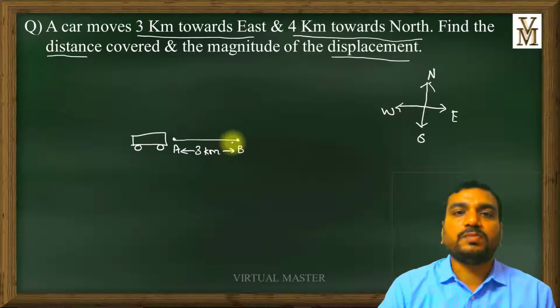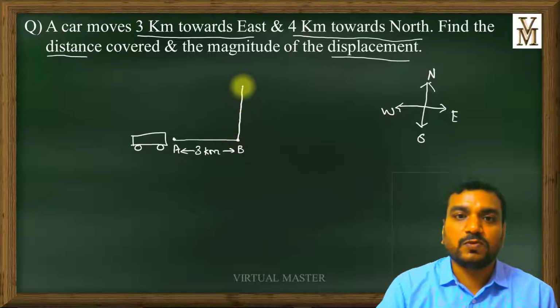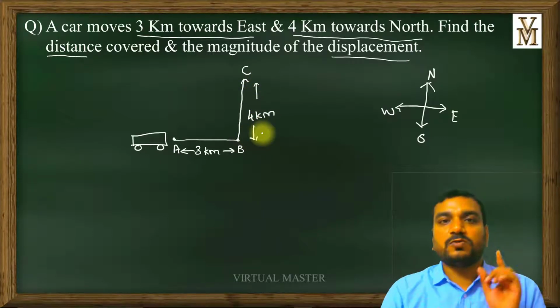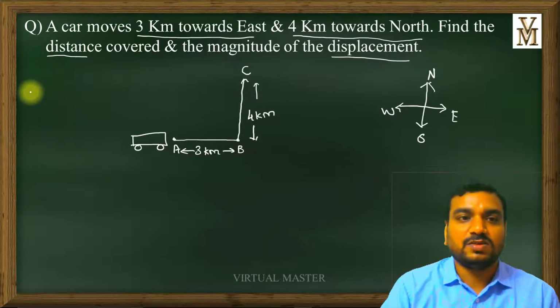Now from point B, it starts moving 4 kilometers towards north. So from point B, the car starts moving towards the north. How much does it move? It moves 4 kilometers. I will call this point C, and the distance between B and C is 4 kilometers. Now, in this case, we have to find the displacement and distance of the car.